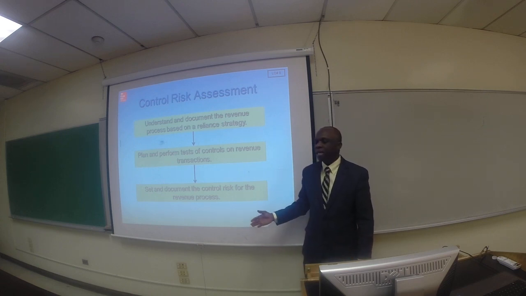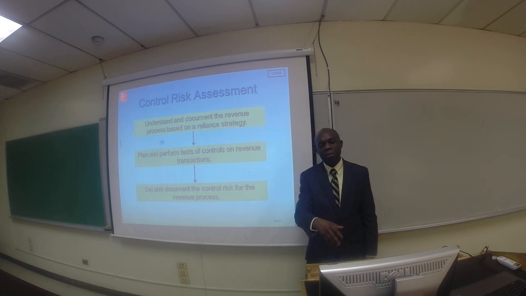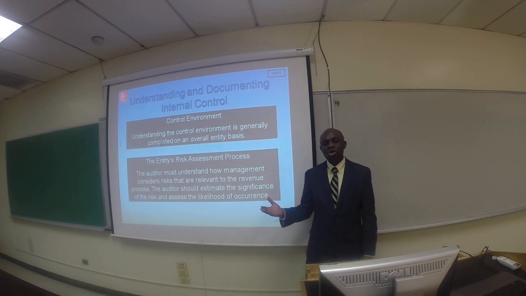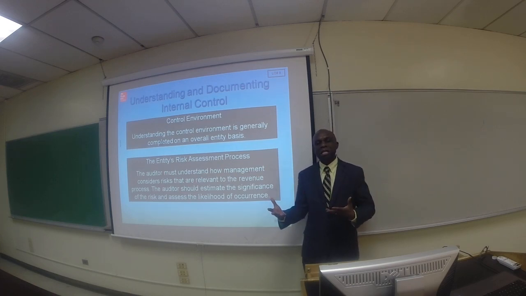Then, if that is the case, if we are using the reliance strategy, then we need to plan and perform tests of controls on revenue transaction. Meaning, we need to test those controls to see whether they are actually working or not, since we are planning to rely on them by way of doing less work. Then, of course, we need to set and document the control risk for the revenue process. So, understanding and documenting internal control. Remember, GAS requires us to not only understand the internal control, we also have to document it.